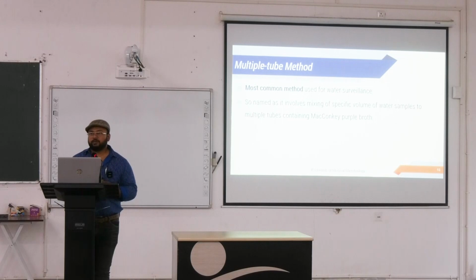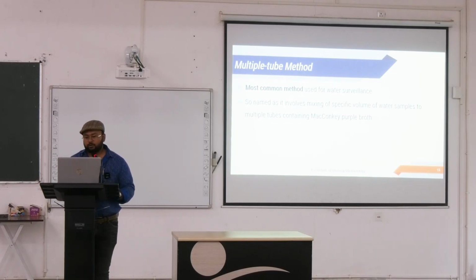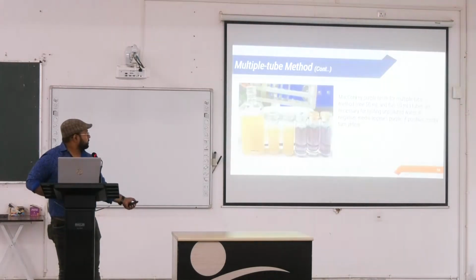So, the multiple tube method is the most common. The multiple tube method can come as a short note. It is the most commonly used method for water surveillance. It involves mixing a specific volume of water sample with multiple tubes containing MacConkey purple broth. See, this is a multiple tube set. There are 5 tubes: one tube containing 50 ml and 4 tubes each containing 10 ml of the MacConkey purple broth. So, one is 50 ml and the other 5 are 10 ml.